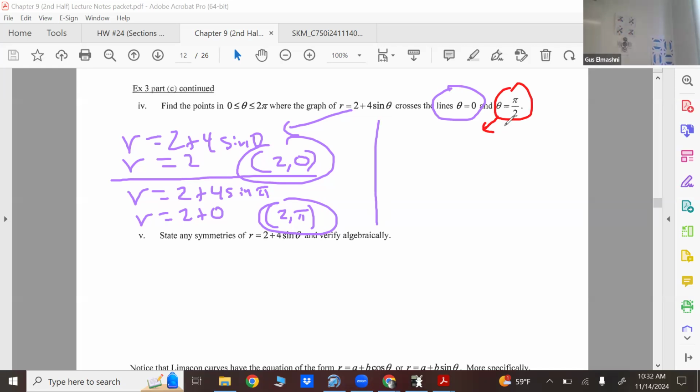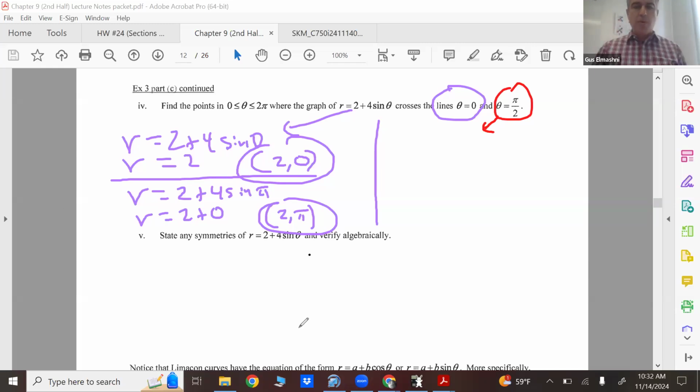Think about it. When theta equals 0, that's horizontal, right? What's also equivalent to that? Theta equals pi. That's 180 degree rotation. So I have to plug in pi as well when investigating this. So 2 comma 0, 2 comma pi are actually points that cross theta equals 0. Right? Because 2 comma pi is still the same thing. Because the line theta equals 0.